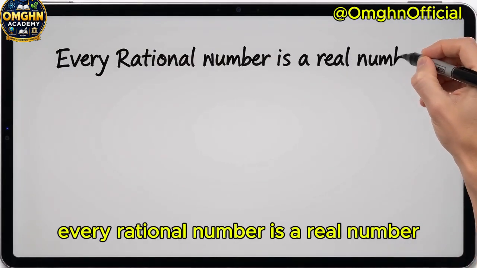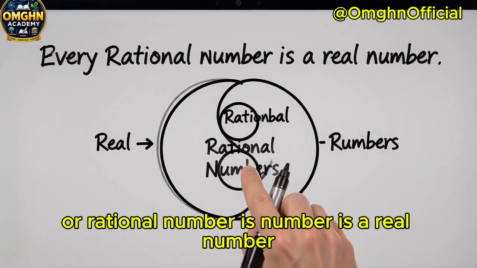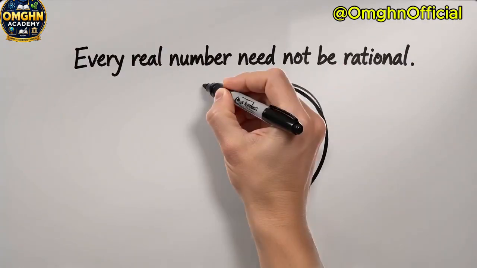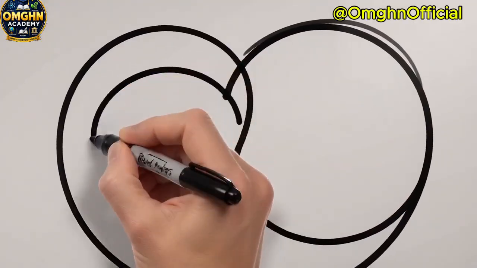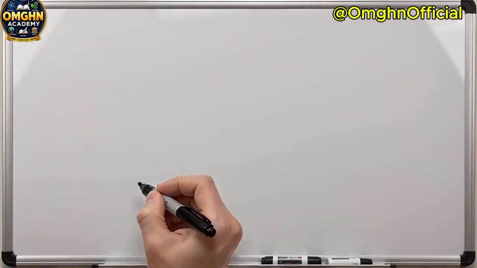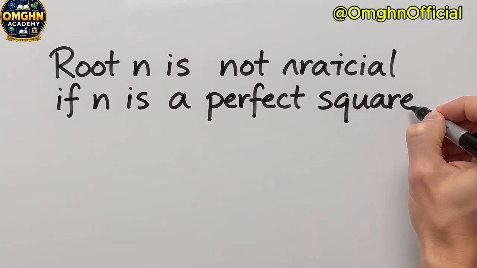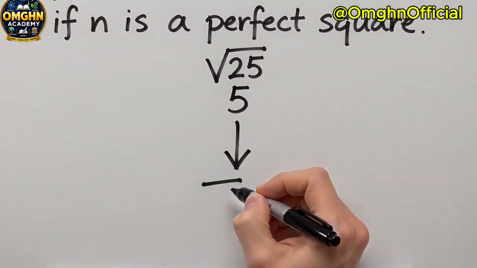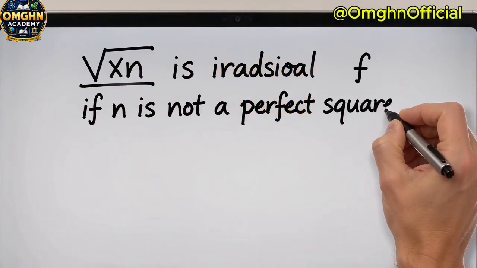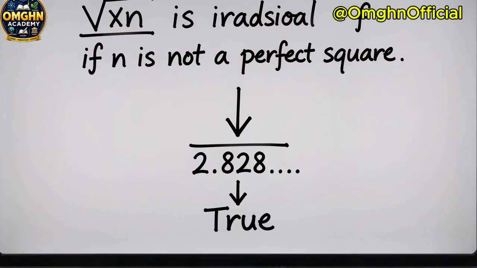Every rational number is a real number. True. It is irrational. N is not a perfect square. 2.283. True.